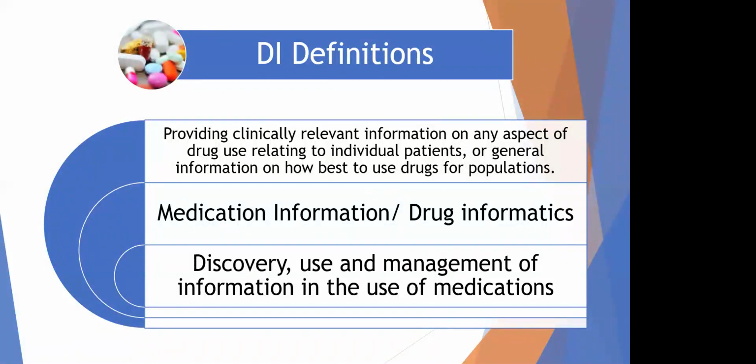The first one is that drug information is providing clinically relevant information on any aspect of drug use that is related to an individual patient, or general information on how best to use drugs for a population. In some contexts, drug information means medication information and drug informatics. And in some contexts, it's defined as the discovery, use, and management of information in the use of medication.